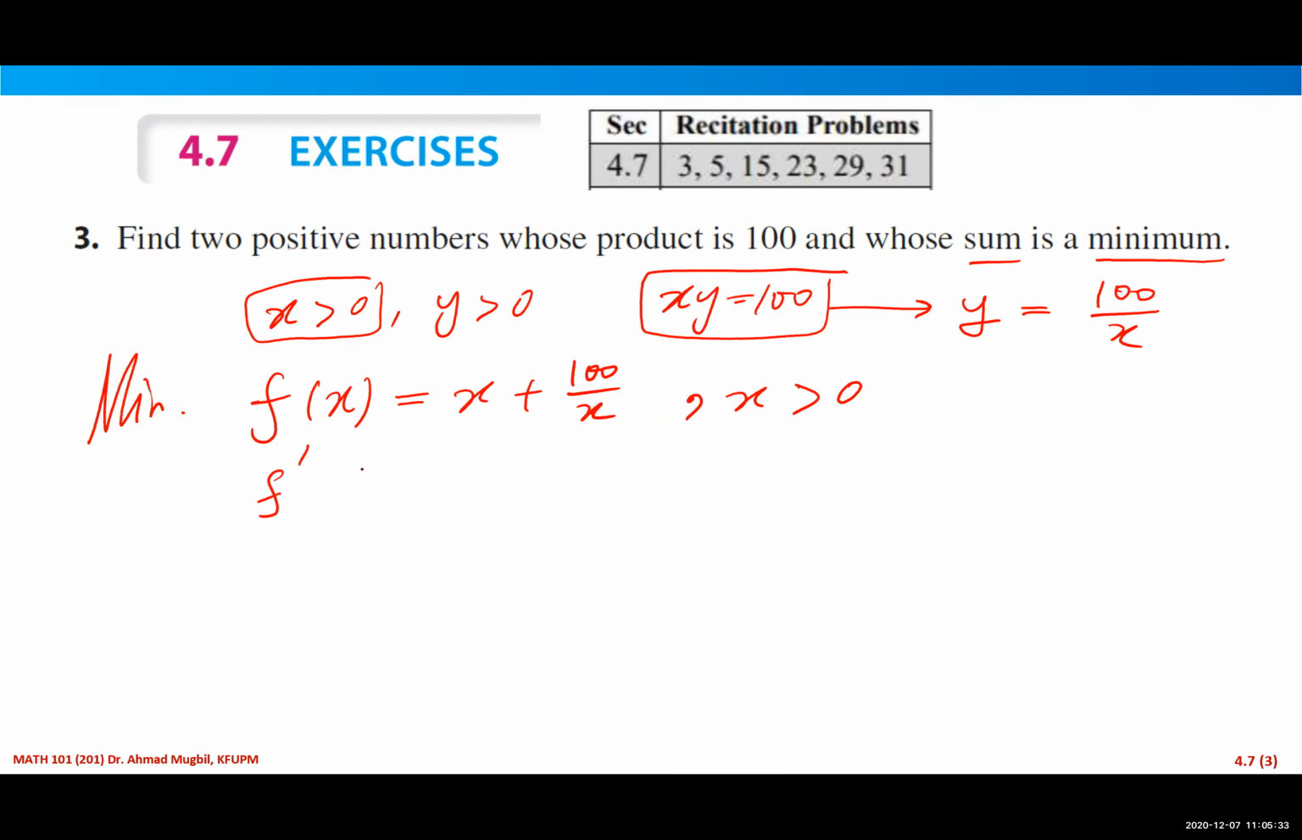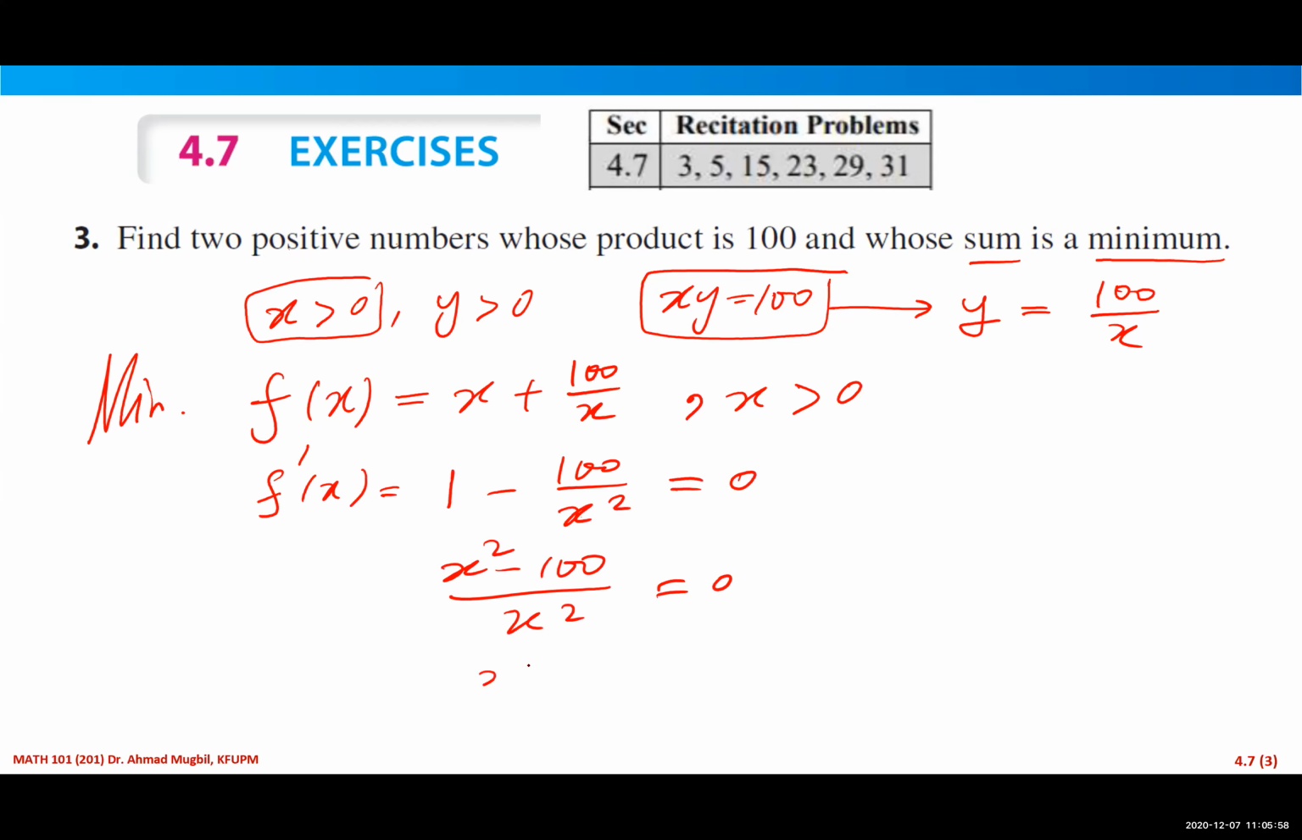You will find the derivative: 1 minus 100 over x squared. You know how to find the derivative. If you don't know how to find the derivative, you don't deserve to pass Math 101. You should. Now, to find the critical numbers, you should equate it to 0. So this equals 0. You will have x squared minus 100 over x squared equals 0.